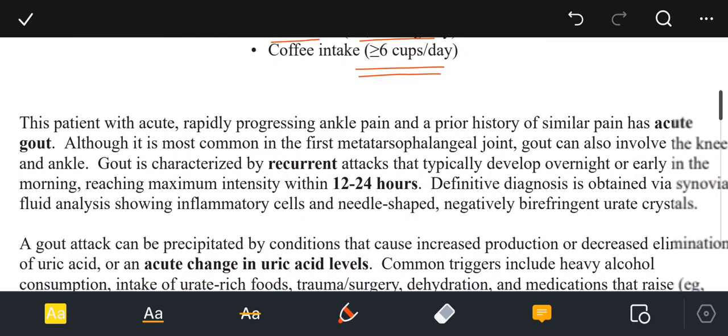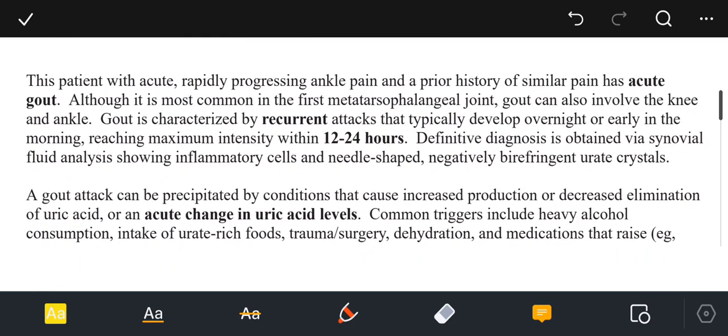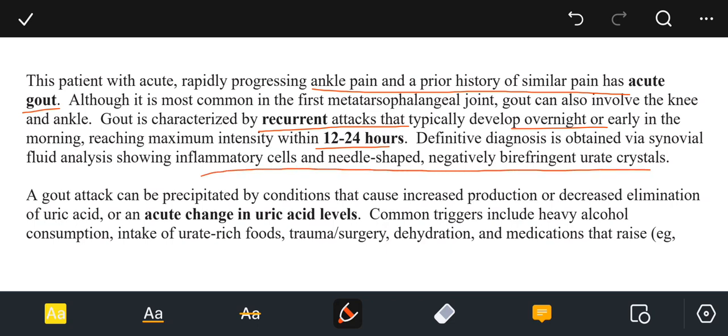This patient with acute rapidly progressive ankle pain and a prior history of similar pain has acute gout. Although it is most common in the first metatarsophalangeal joint, gout can also involve the knee and ankle. Gout is characterized by recurrent attacks that typically develop overnight or early in the morning, reaching maximum intensity within 12 to 24 hours. The definitive diagnosis is obtained via synovial fluid analysis showing inflammatory cells and needle-shaped negatively birefringent urate crystals. So you must always remember that there will be negatively birefringent urate crystals.